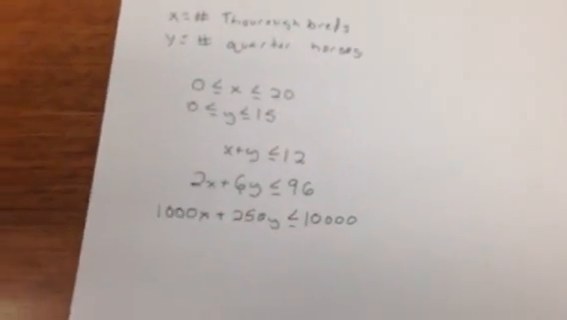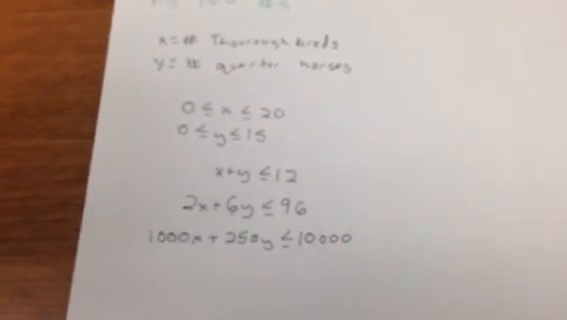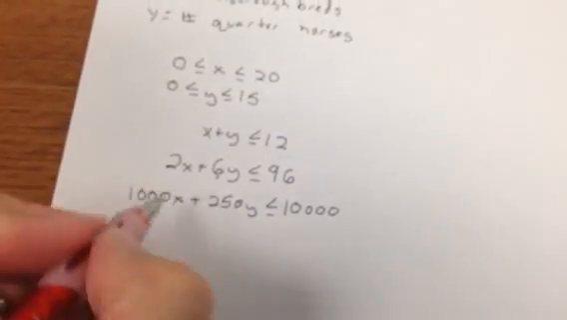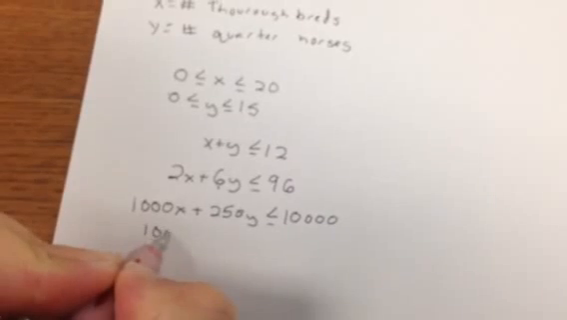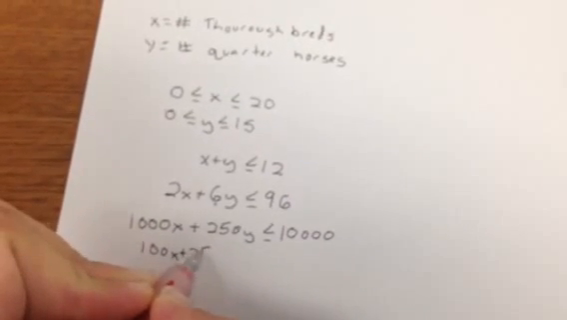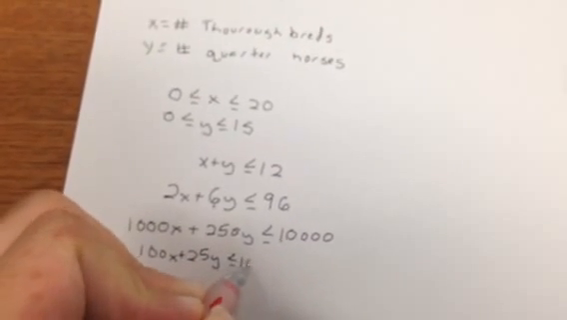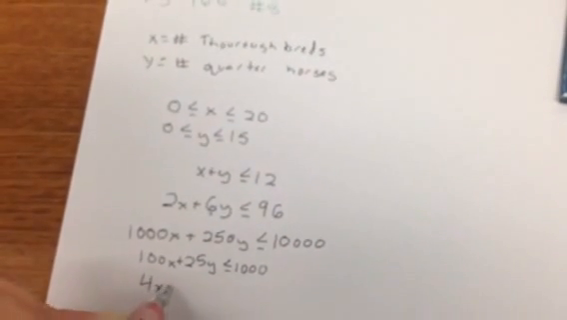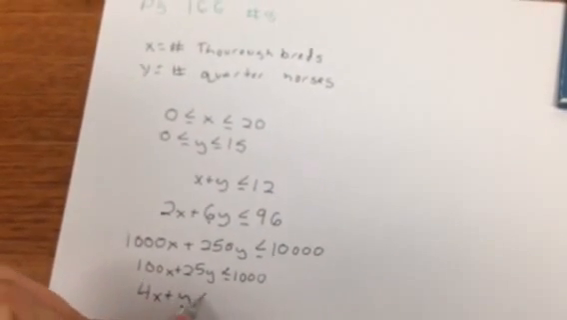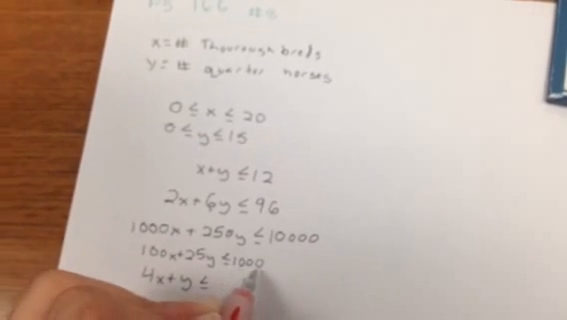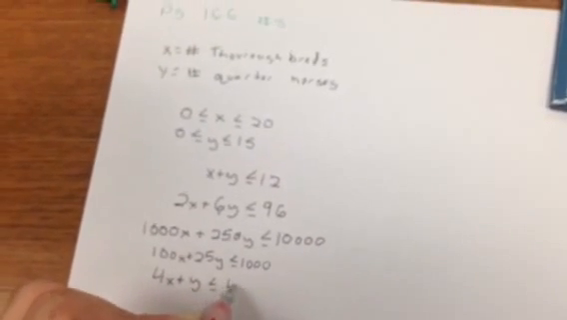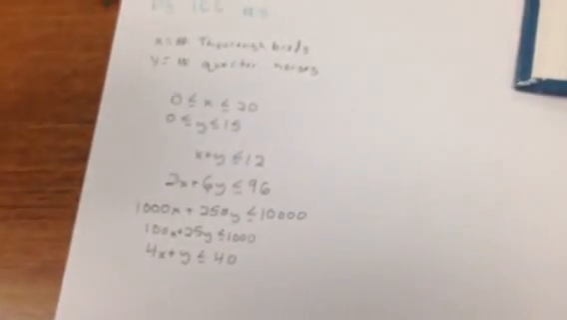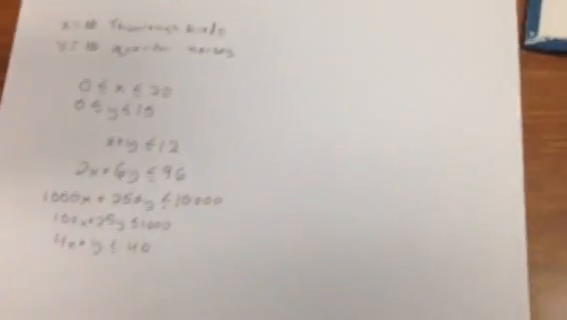I can tell you, looking at this, the only one that's not alike in terms of the size of the numbers to the last one, I'm going to reduce this right away. So divide by 10, 100x plus 25y is less than or equal to 1,000. Looks like I can divide by 25, 4x plus y is less than or equal to 1,000 divided by 25, which is 40. So now it looks much more reasonable for when we go ahead and graph a feasible region.